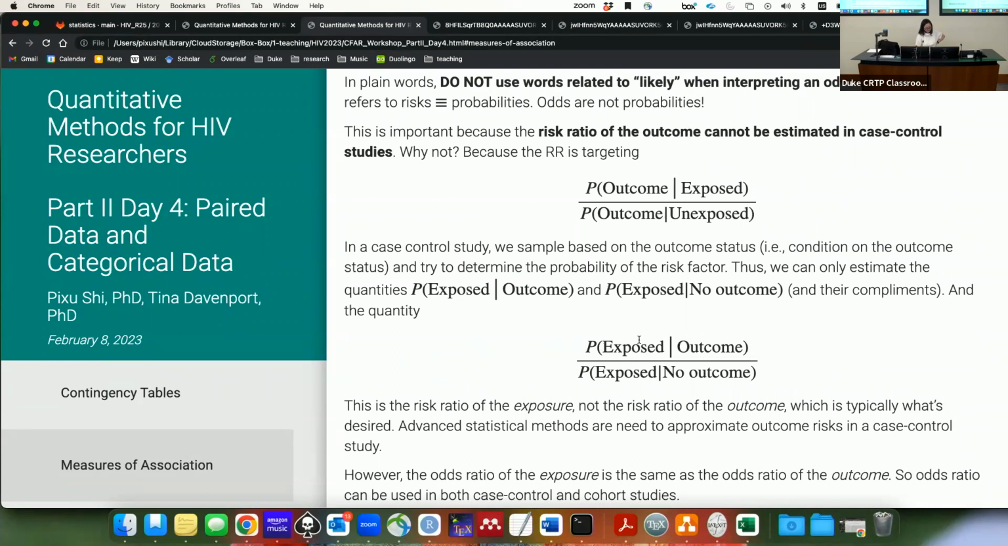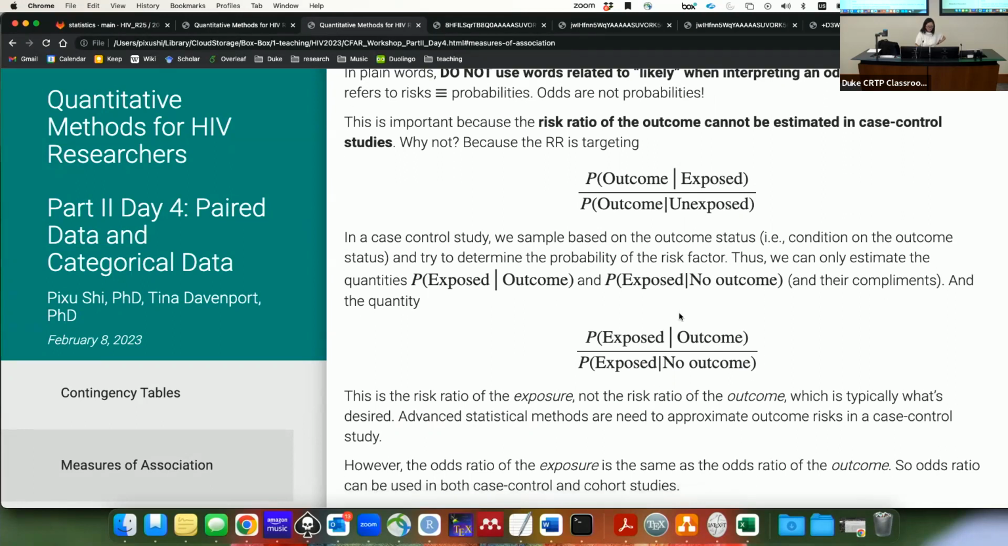When you have a case control study, this is the risk ratio that you calculate: the probability of exposed in the outcome and the probability of exposed in the no outcome. But what you're actually interested in is the probability of outcome based on exposure. And those two quantities are not the same in case control studies. So that's why in case control studies, we would want to use odds ratio, because you can actually write out the odds ratios.